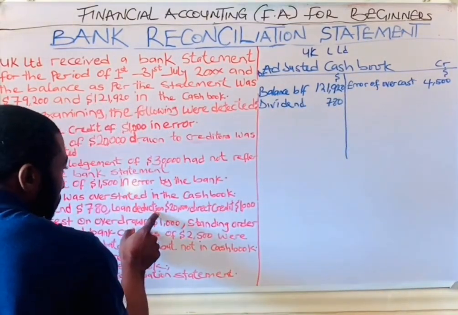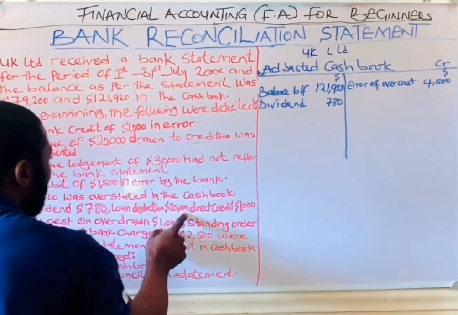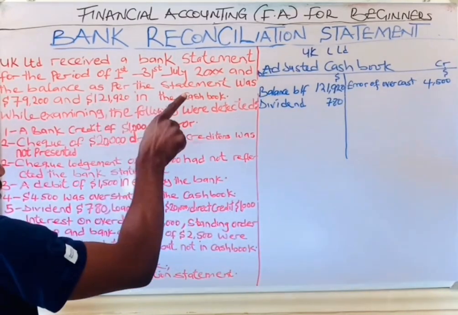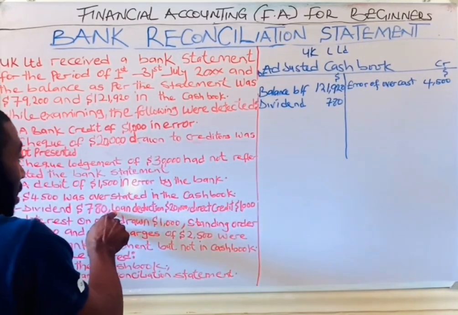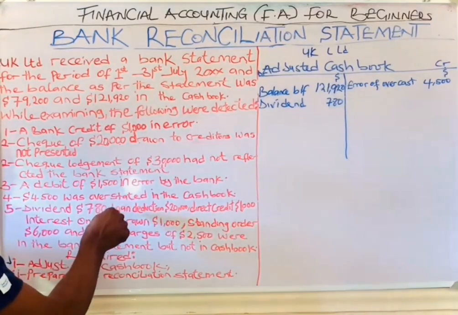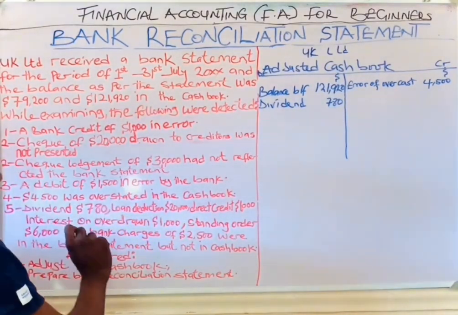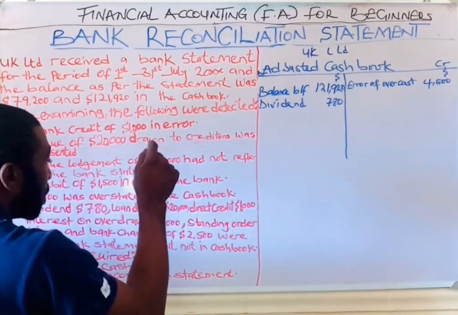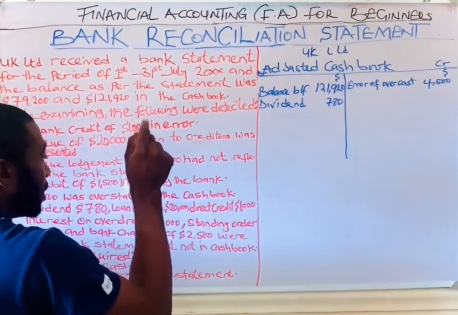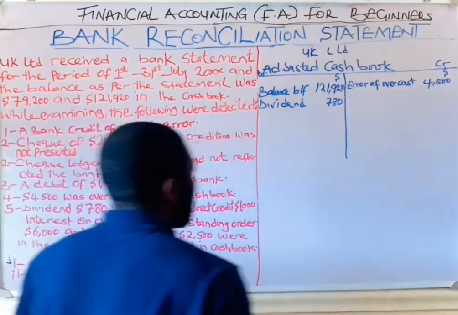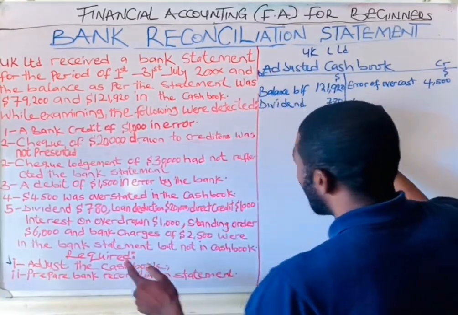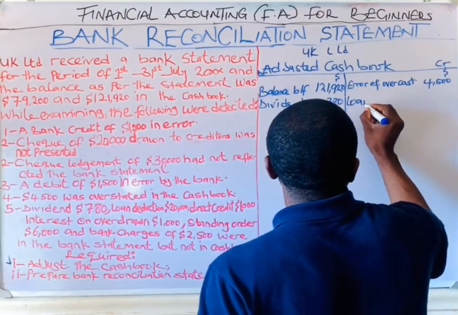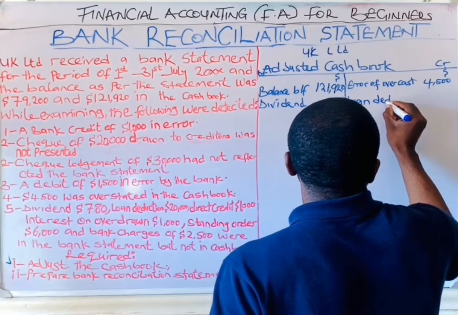Loan deduction $20,000. This has reduced our bank account, and since the relationship between the bank account and the cash book is positive, it will come to our cash book to reduce the balance in the cash book. We say loan deduction $20,000.